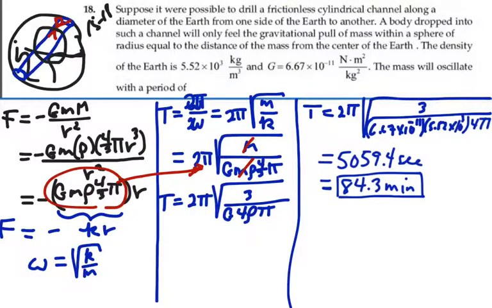In fact, to get to the other side would only take you 42.15 minutes. Just make sure you grab onto the railing on the other side, because you're going to fall back into the Earth, and if there's any friction along the way, you're going to slowly dampen your oscillation and eventually end up at the center of the Earth. You'll be stuck there, weightless at the center of the Earth, until somebody comes down and gets you, or somebody else jumps into the channel and hits you along the way. So anyway, this mass will oscillate in this channel through the Earth with a period of 84.3 minutes. Answer.